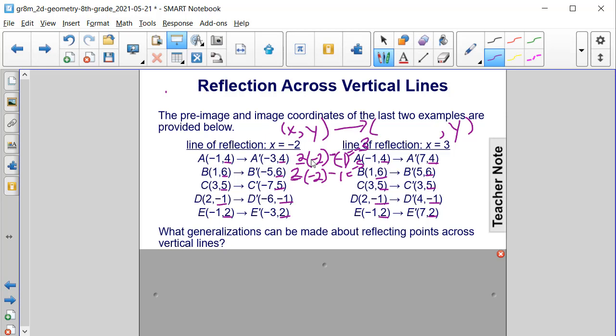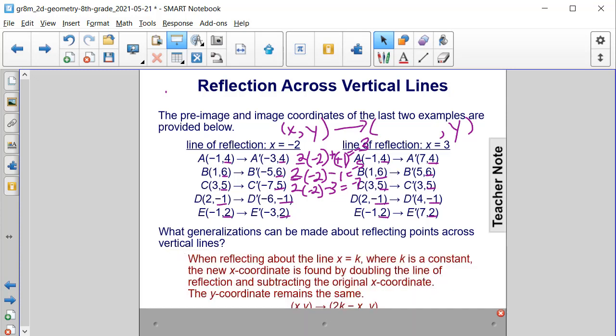2 times -2 is -4. -4 minus -1, or it turns into +1, does give us -3. Okay, does 2 times -2 minus 3 give us -7? Oh, it does. So I'm doubling the line of reflection and then subtracting the original x-coordinate. And the y-coordinate is remaining the same again.